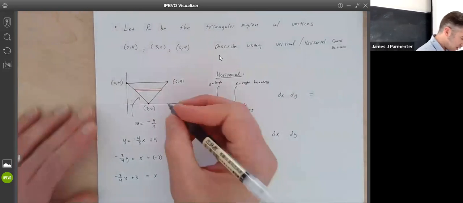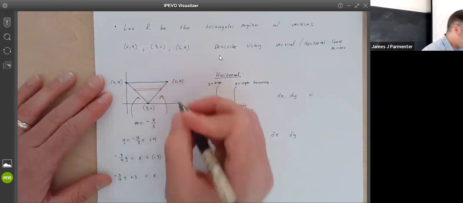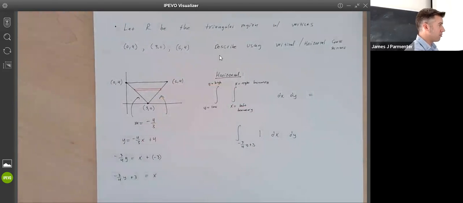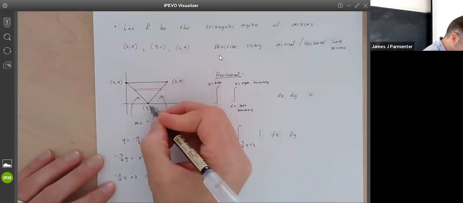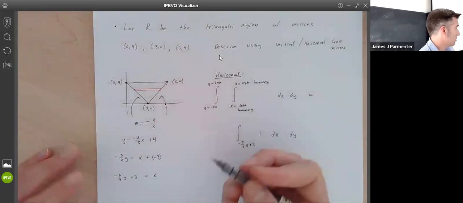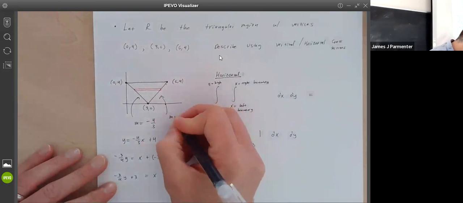Then to find the upper boundary, we do the same sort of thing. Just like the problem on your homework, this triangle is isosceles, so both sides go over and up the same amount. You can also look at the points and say, from here to there, I'm going over 3 and up 4, so my slope is +4/3.